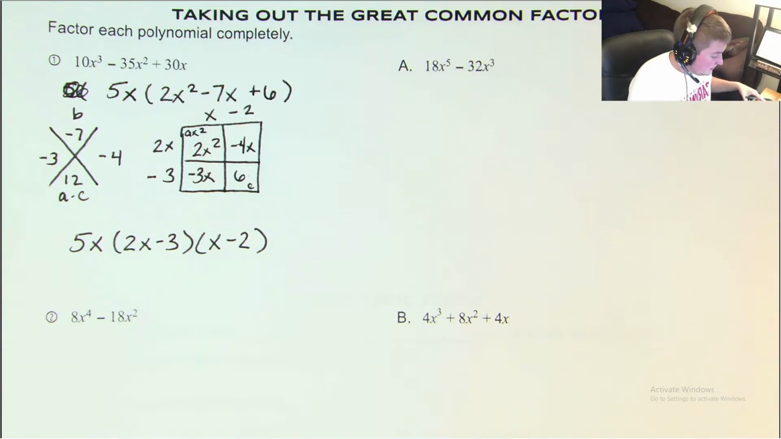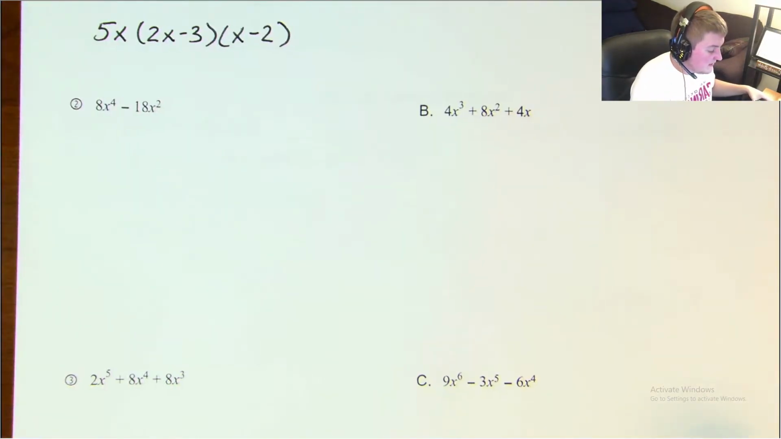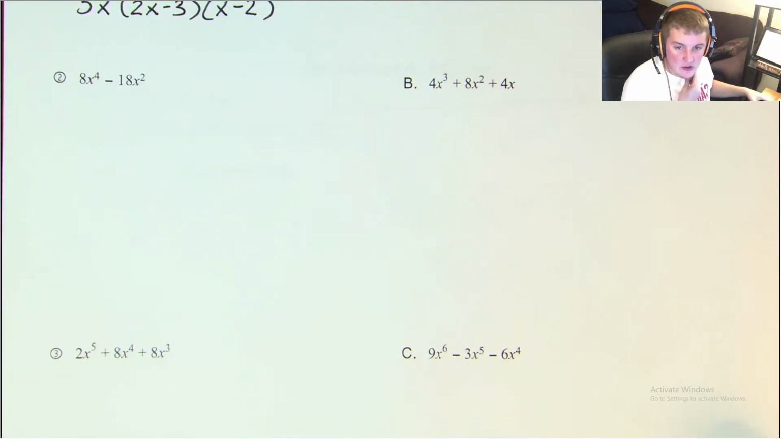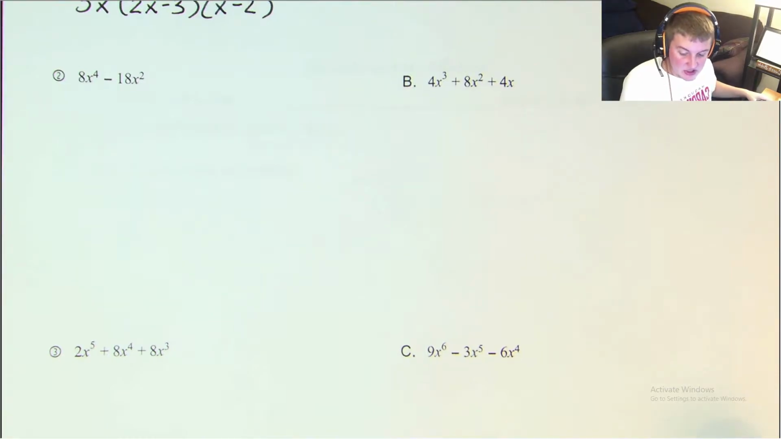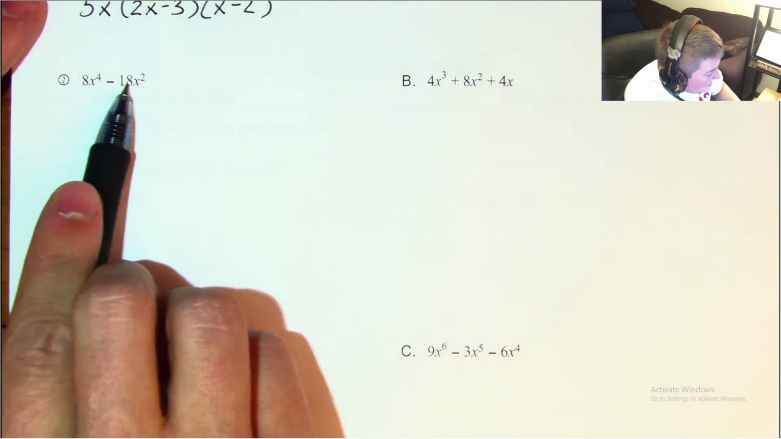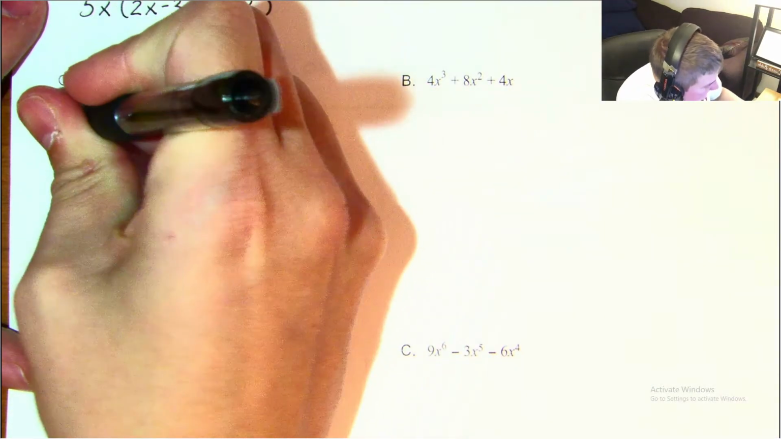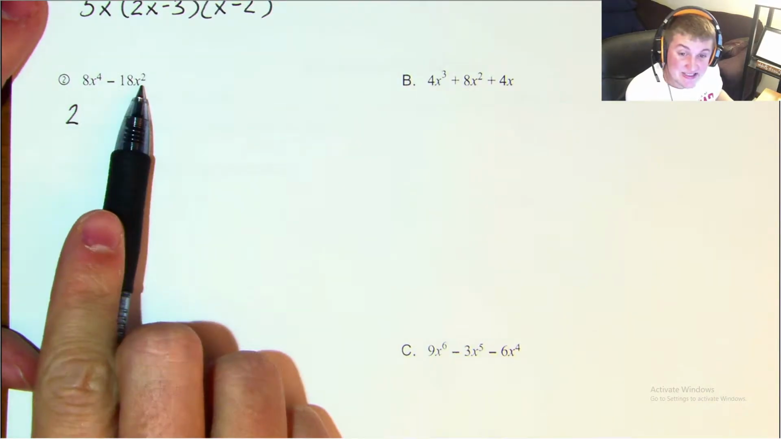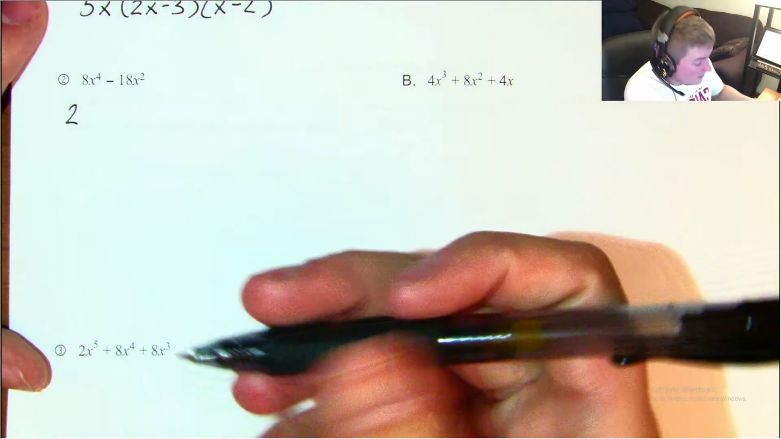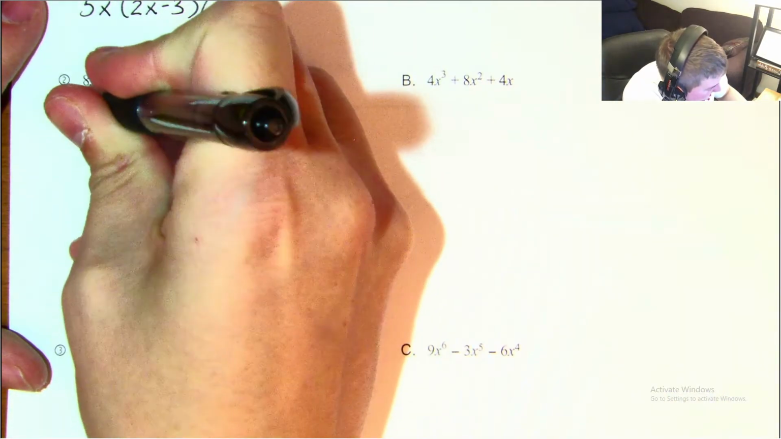Okay, let's do number 2. Number 2, I have 8x to the 4th minus 18x squared. My factor chart says I need to start with the greatest common factor. I can identify that 2 divides evenly out of each of these, but they each have at least an x squared in them. So that means x squared is indeed a factor, so we can take out an x squared.